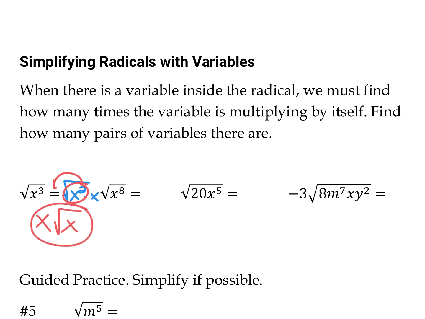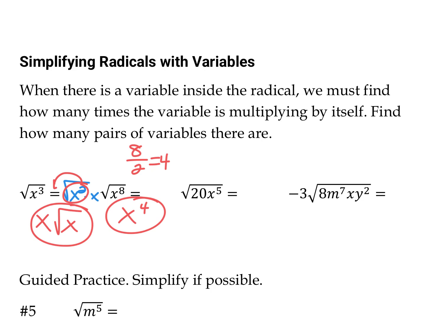Right? And this next one, how many pairs of x's are there? So this would be 4 pairs of x squareds. Really what you can do is say, okay, I'm going to take 8, my exponent, and divide it by 2. That gives me 4. There's going to be 4 pairs of x's. It would be x to the 4th.